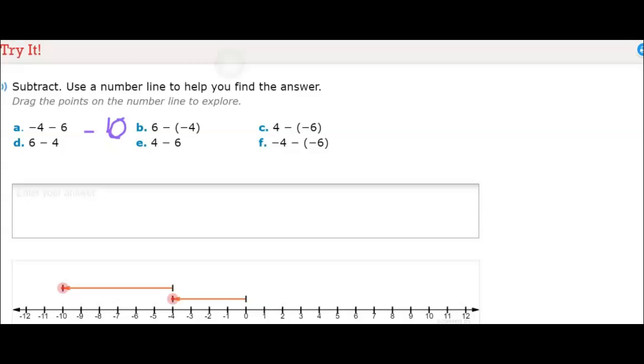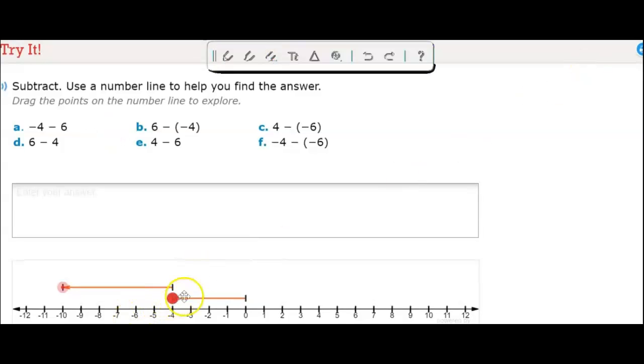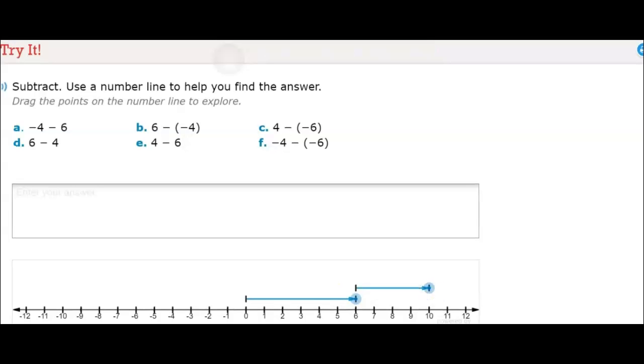Let's look at B, 6 minus -4. Let's start over. So we got +6. And then we have, remember, a minus and a negative creates a plus. So it'll be 6 plus 4. So I add 4 more. And then my answer is 10. So that's a plus, and it equals 10.